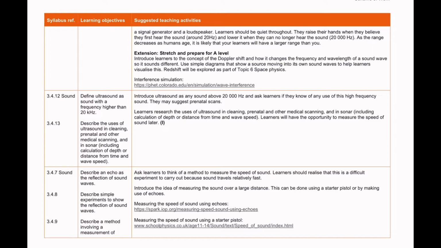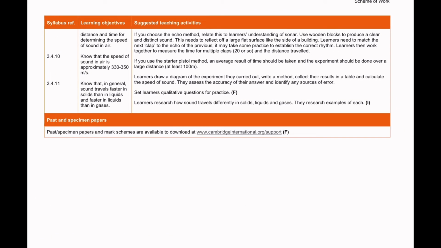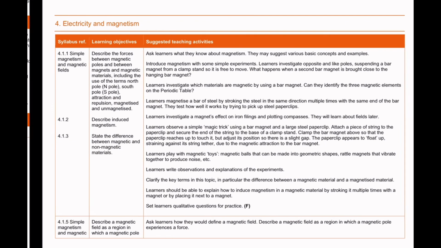Describe an echo as a reflection of sound waves. Describe simple experiments to show the reflection of sound waves. Describe a method involving a measurement of distance and time for determining the speed of sound in air. Note that the speed of sound in air is approximately 330 to 350 meters per second. Note that in general, sound travels faster in solids than in liquids and faster in liquids than in gases.